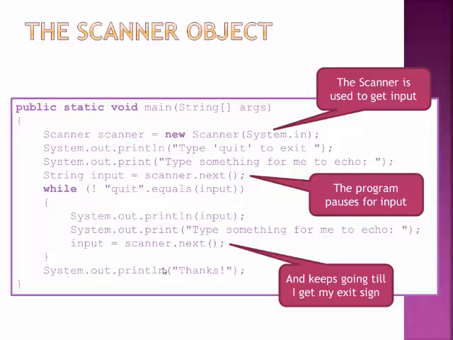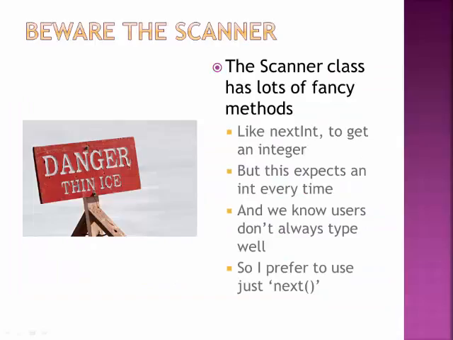The biggest thing about the scanner class is it really is waiting for user input. It's waiting for the user to type. That's where the next comes in. There's more capabilities of the scanner class, and I want to give you a warning. There's a lot of fancy methods like nextInt that'll go off and get the next integer. The problem with this method is it expects the user to be perfect. It expects an integer every single time. And so we don't always know that the users are going to be smart about it. We don't always know that the users are going to actually type in an integer.